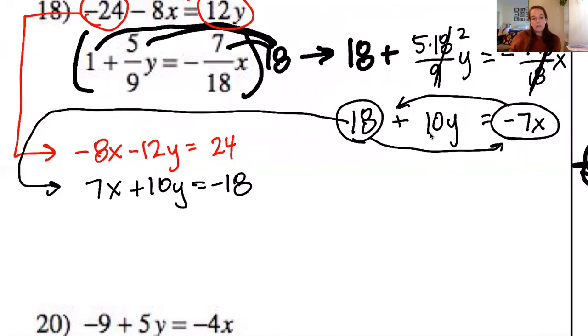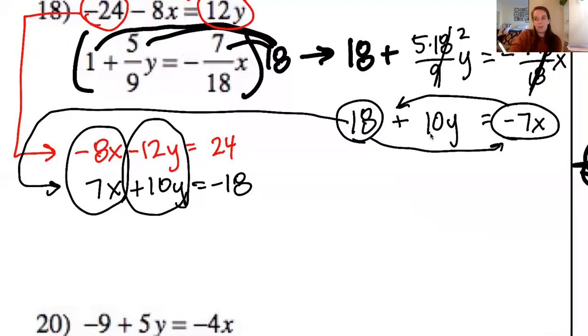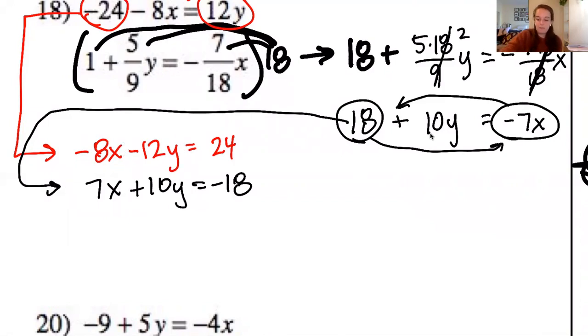I could do, looking at x's and y's, I could multiply like 7 times 8, 8 times 7. I could do that. Looking at 10 and 12, I know that their least common multiple is 60. So 5 times 12 and 6 times 10. That seems complicated. So I'm going to go ahead and do the first one. I'm going to multiply the red equation times 7 and the black equation times 8.